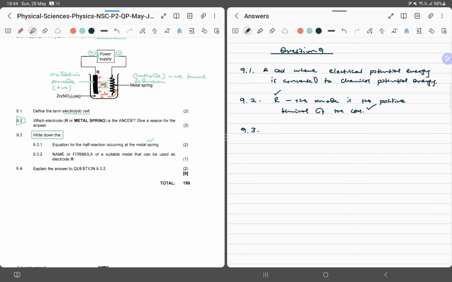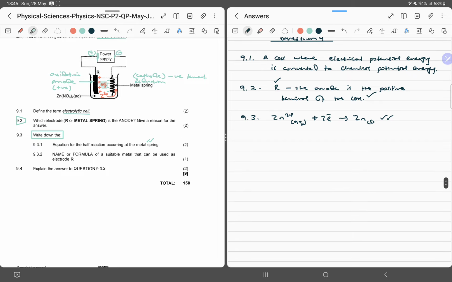So now what are we saying? The equation that is happening at the metal spring is going to be reduction. So essentially it's going to be zinc 2+ ions plus 2 electrons to form zinc, which is a solid. You can add those states of matter, but they are not necessary to get your mark. Please, your arrow must be a single arrow, or else you're going to be dead. And yes, you write it the way it appears on the table 4A, or else if this is on the right hand side, you lose marks.